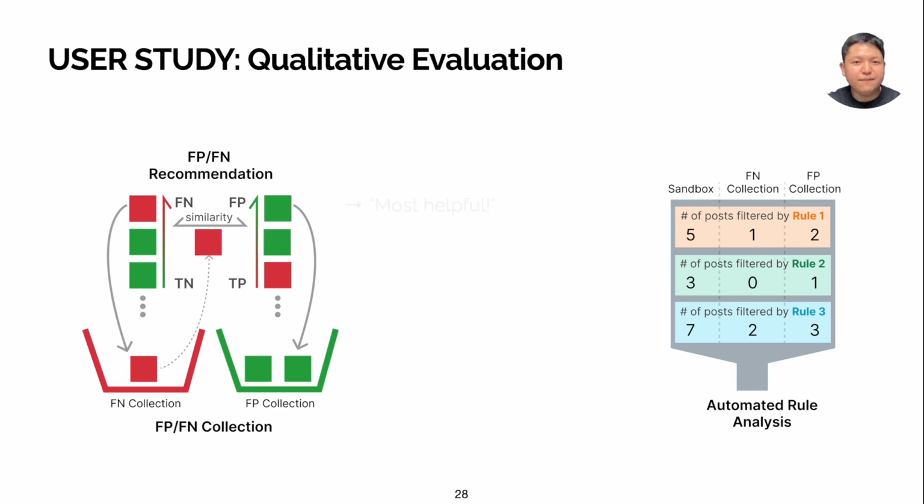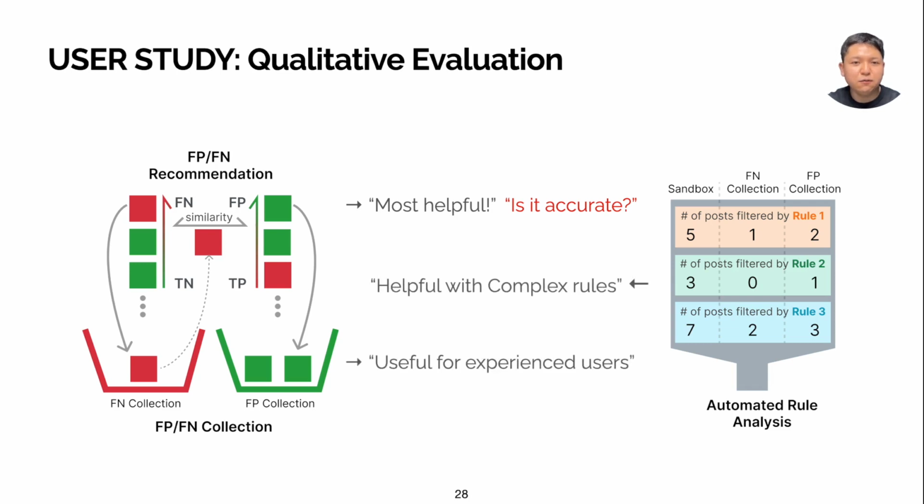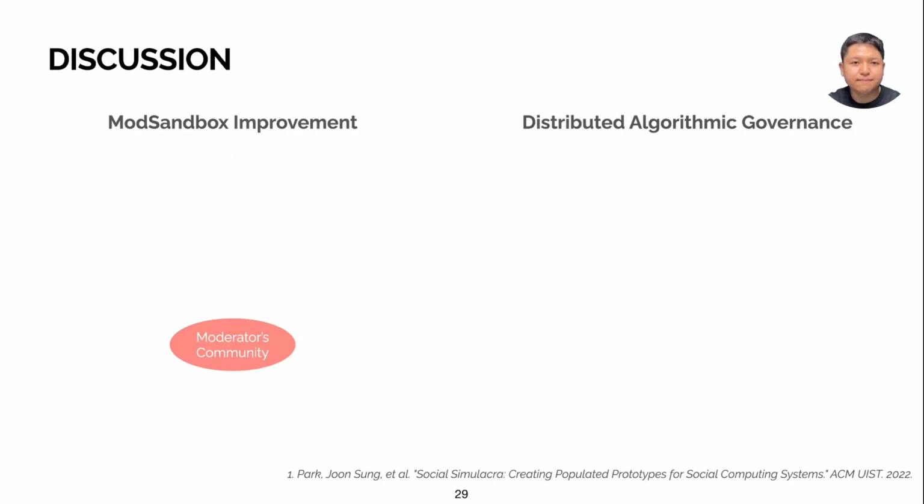Participants loved the FBFN recommendation feature, but some were concerned about its accuracy. The automated rule analysis was useful for complex rules, and FBFN collection was more helpful for experienced users, but novice moderators found it a bit trickier to apply to rule updates.